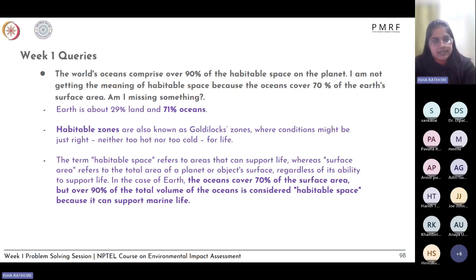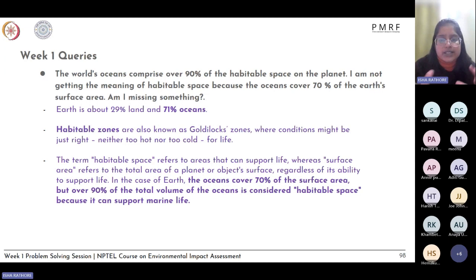Even though 70% is oceans, out of that 70%, 90% is habitable space, that is, it supports marine life. Whereas on land, you might not have that much percentage of habitable space because you also have deserts where the conditions are extremely hard. Then you have the polar regions which are extremely cold, and people can't survive in those areas regularly except for research and other purposes.